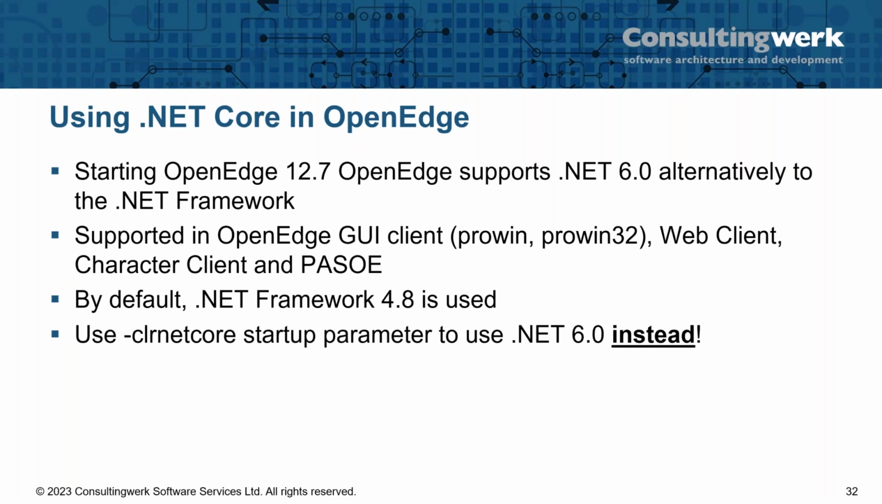That support is there in all the runtimes, all the Windows runtimes that support GUI for .NET right now. So that is the 32 and the 64-bit GUI client, the web client, the character client, and PASOE. Since we're talking about 12.7, there's no classic AppServer on this list anymore. By default, the .NET Framework 4.8 is used, but you can use the -clrnetcore startup parameter to use .NET 6.0 instead.